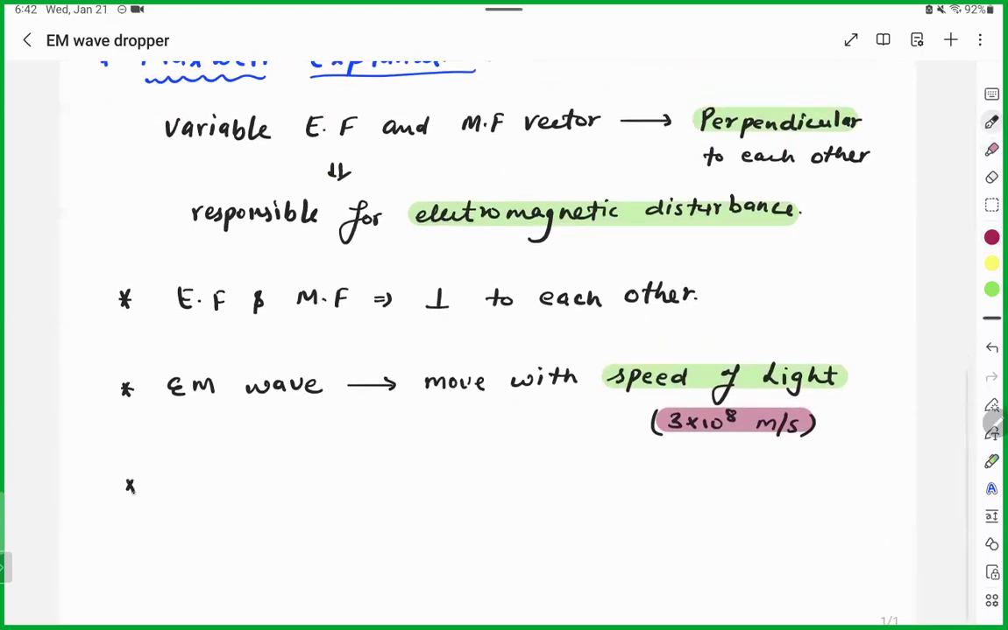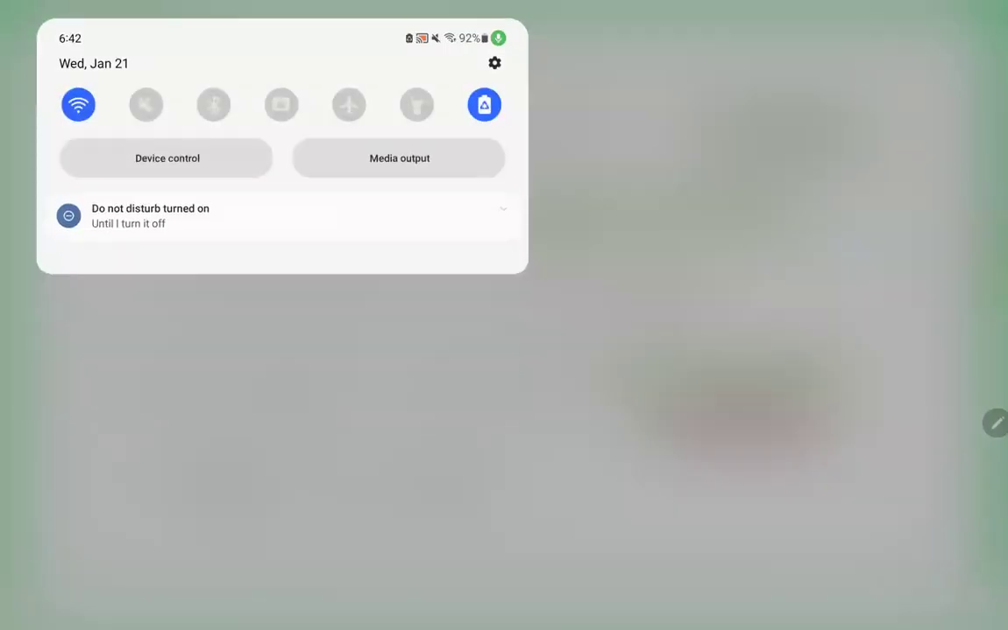And when we are talking about electromagnetic wave, light itself is also electromagnetic wave. Light that is traveling is electromagnetic wave.